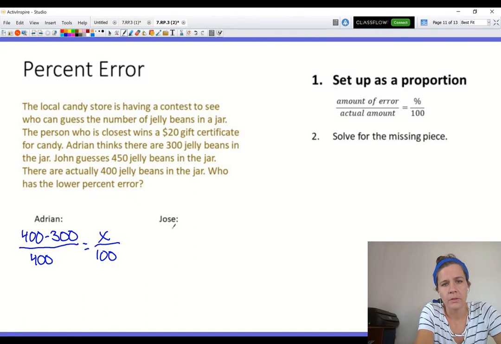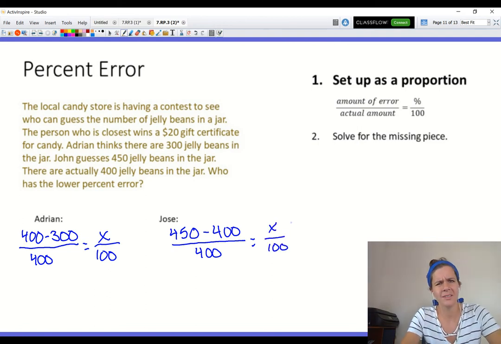Okay, let's set up Jose's. Jose guessed that there were 450. And there were actually 400, so we subtract to find the amount of error over the actual amount of 400 equals, we don't know the percent, so x over 100. All right, you guys seeing how we set these up? It's just subtracting, put it over the actual, equals the percent over 100.